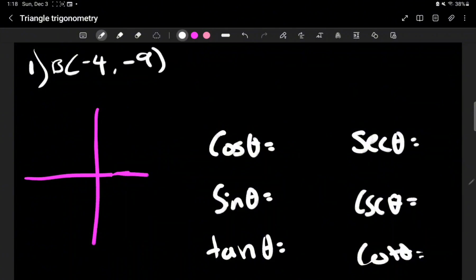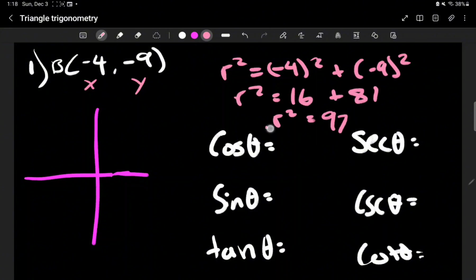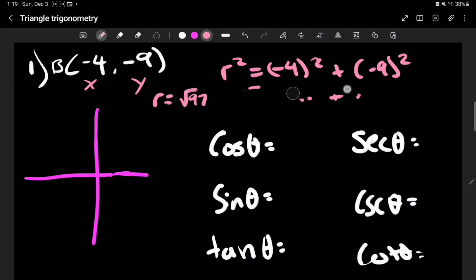problem. All right, here's our last problem. It may appear to be very similar to A, but once we find out the r value, you'll realize why this one's slightly more difficult. So first of all, this is going to be our x and y, and we're going to plug that into Pythagoras theorem. R equals square root of 97.